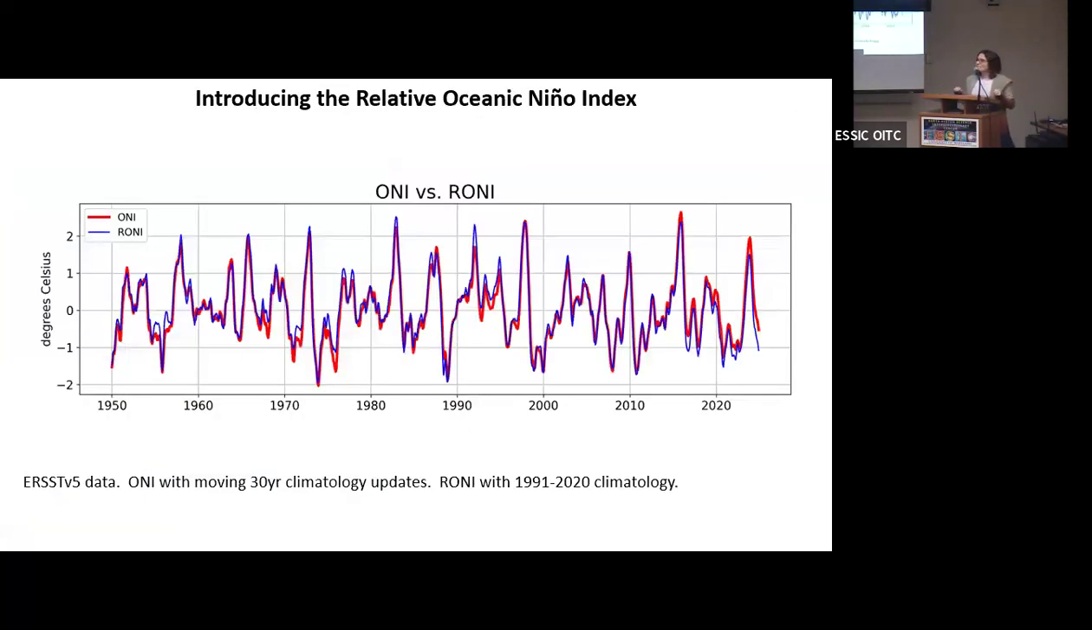So let me explain. This is what the time series looks like. Our traditional ONI is in red here. Our relative ONI is in blue. And one thing I want you to immediately come away with is that these are really similar time series. For our users, this is not a huge change because it looks very similar. We still have our El Nino variability, we have our La Nina variability. The index, the statistics are largely the same.